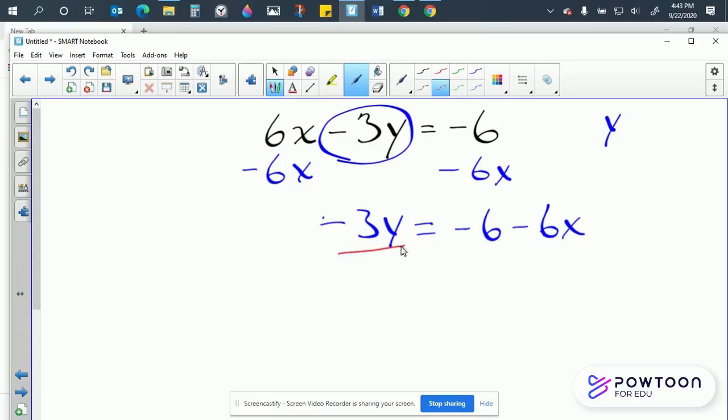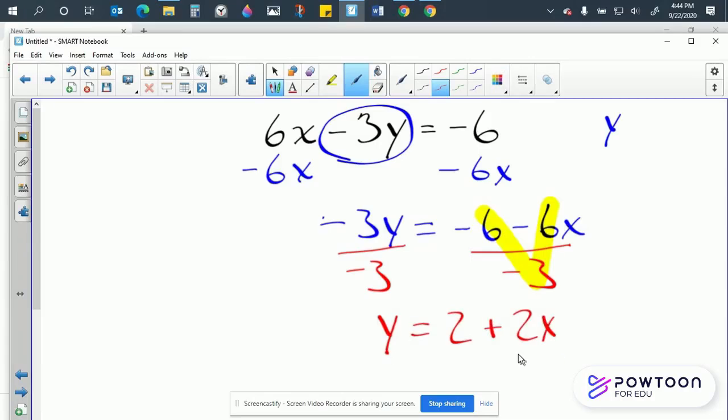Now we can divide both sides by our negative 3. Distribute the division. So y equals 2 plus 2x. Negative 6 divided by negative 3 is positive 2.